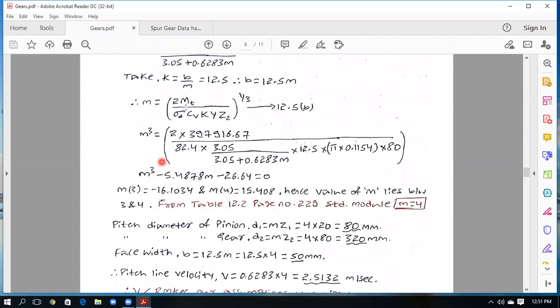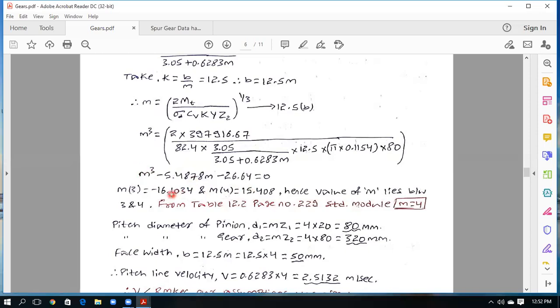This equation, either you can solve this in your calci or by using the trial and error method. You have to substitute the values of m, trying 1, 2, 3, 4 like that. If you substitute m is equal to 2, you will get a negative value. Similarly, if you substitute m is equal to 3, you will get a negative value. But when you substitute m is equal to 4, you will get a positive value.